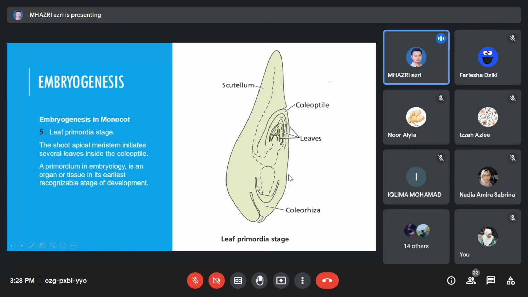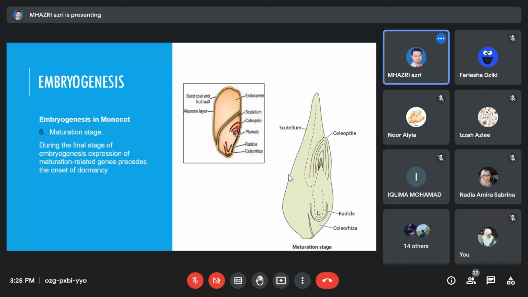Coleorhiza will serve as a protective layer for the roots. Rhiza means roots. And then the last one is the maturation stage. During the final stage of embryogenesis, the activation of maturation-associated genes precedes the onset of dormancy.